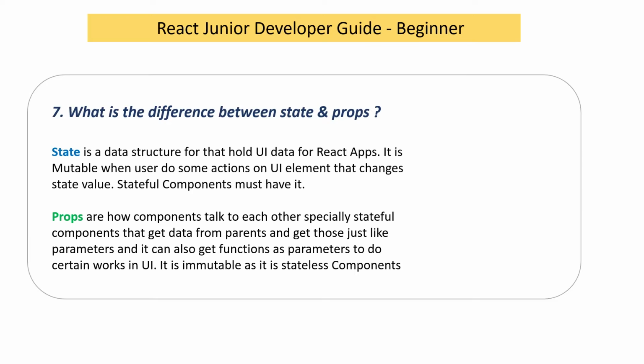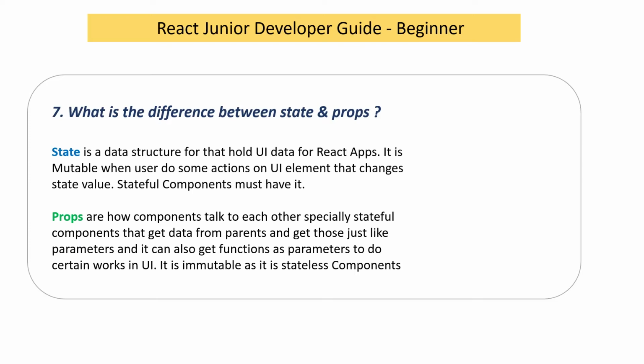And props are how the components talk to each other. Suppose a parent component is sending some information to a child component. The child component doesn't know anything, but it has some information given by its parent, and then it takes all this information as parameters, or it can take any functions and values from the parent, do some work and show the information in the render method. It is just simple, and it is stateless because it doesn't know anything about state. It just gets everything that its parent gives to it.